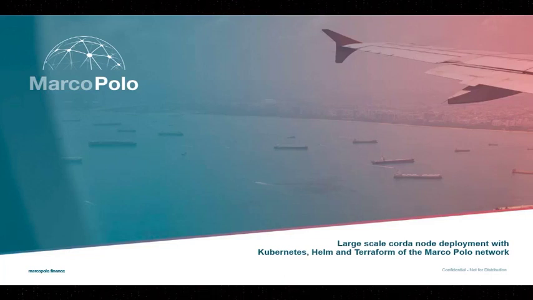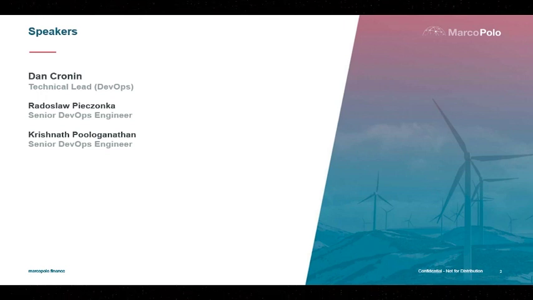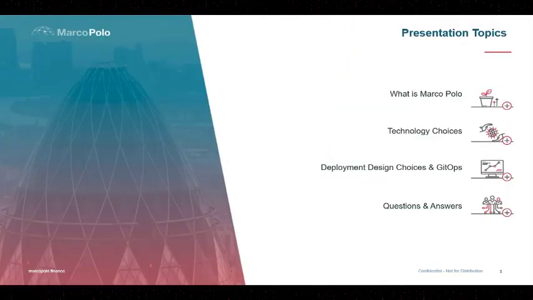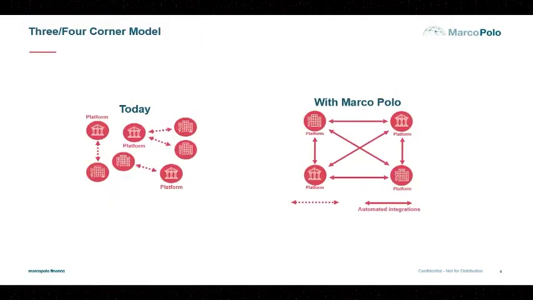Thanks for coming. Today I'm going to talk to you about the Marco Polo Network. In the first part, I'll go through a really simple example that explains what it is. We'll go into the technology choices and why we chose them, then into our deployment and the design choices we made there and how we landed on GitOps. And finally, I'll open it up to questions and answers.